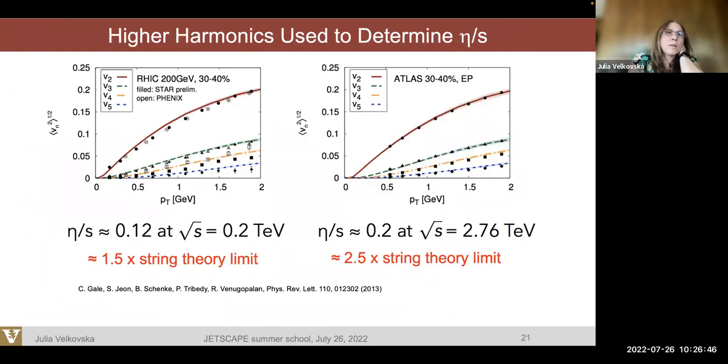And with that, a very detailed comparison was made to all harmonics up to five here, both measured at RHIC and at the LHC. And again, we found that the shear viscosity over the entropy density is very small compared to the minimal value that came from some string theory considerations.